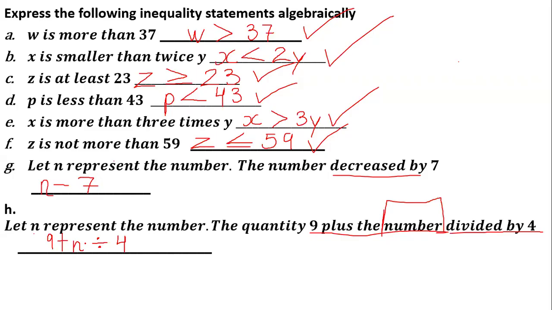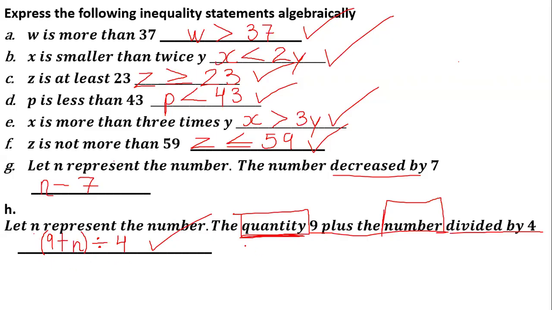All right. So what we are missing is, they said what? The quantity. What does that mean? That means you must put your brackets. The quantity 9 plus n, divided by 4. This is correct. Okay.